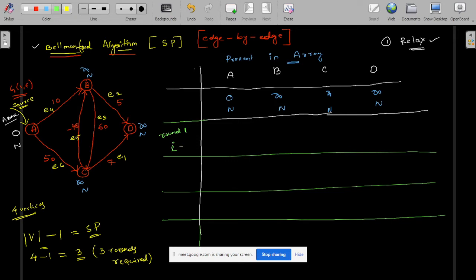I value equal to 1. Again round 2, I value equal to 2. Again round 3, I value equal to 3. That's it. Understood, everybody? Very simple, you can easily do everything. Everything is ready now. Let's start.